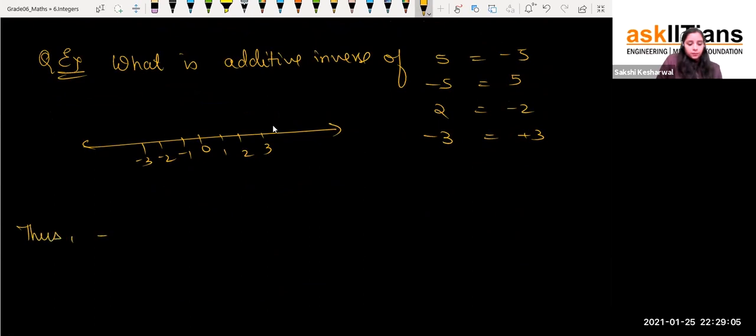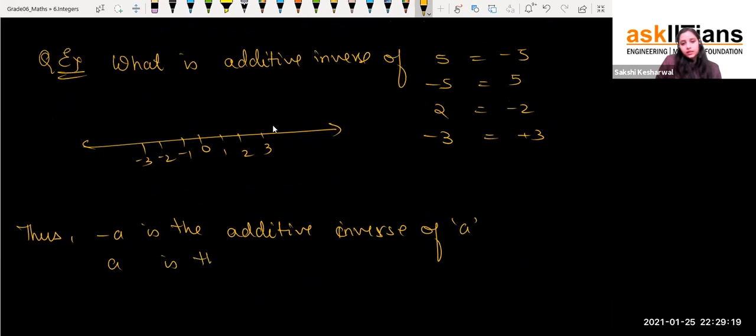thus minus a is the additive inverse of a, and a is the additive inverse of minus a. Yes or no? Right. So can I say one more example?